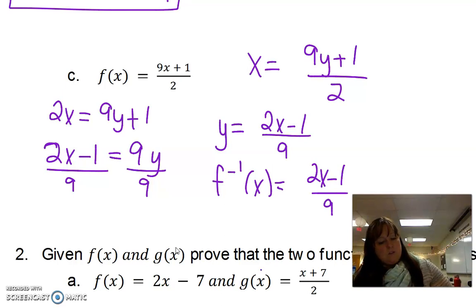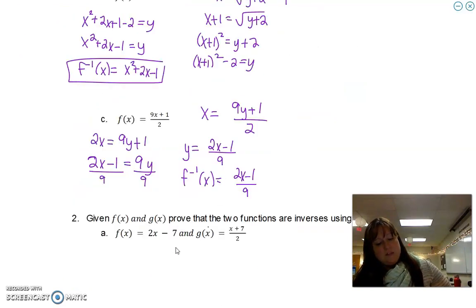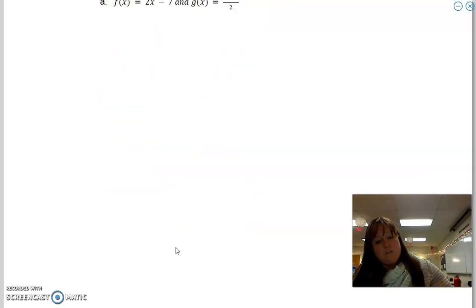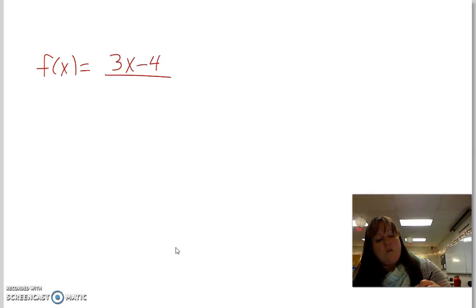Okay, you know what, I don't think I have one on this, but I really think that it's important for us to look at one of those ones that has an x and a y on top and bottom. So I'm just going to scroll down here, and we're just going to try one of those. I'll just make it up, and let's hope that it works nicely. So we get f of x equals 3x minus 4 over 7x plus 2.